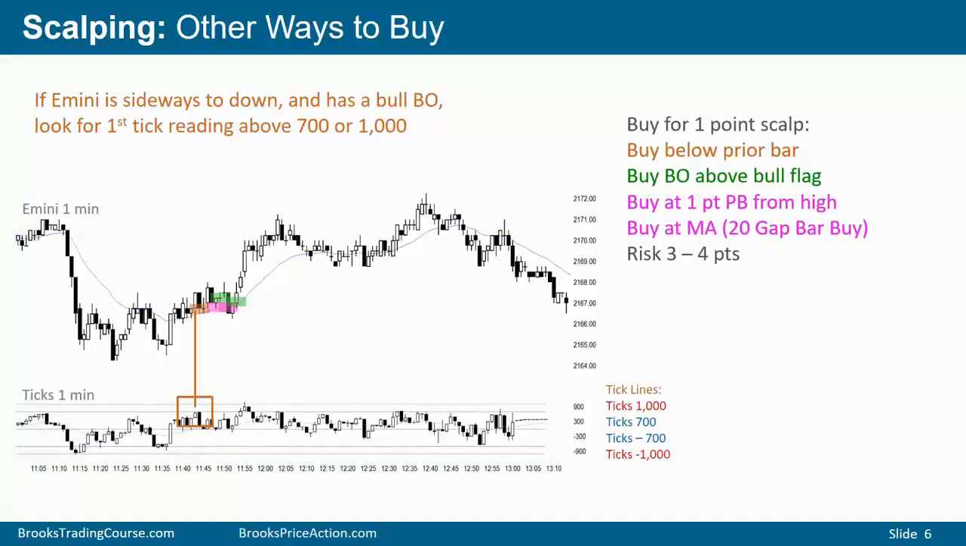You can buy for any reason. You can buy at the close of the bar that hit 1,000. You can buy below its low, a bull bar, a bad sell. You can buy 1 point down. You can buy at a pullback to the 1 minute moving average. Your risk is at least below here, so you're risking 3 or 4 points to make a 1 point scalp.